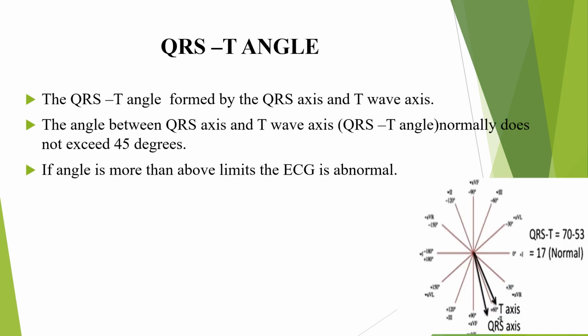QRST angle. The QRST angle is formed by the QRS axis and the T wave axis. The angle between the QRS axis and T wave axis normally does not exceed 45 degrees. If the angle is more than the above limit, the ECG is abnormal. In this diagram, the QRST angle is 17 degrees.